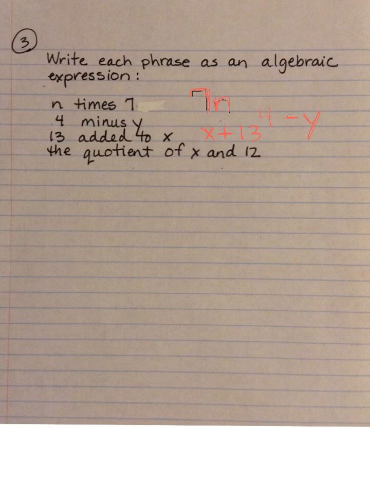So quotient means divide, and I have to be really careful in division problems. I have to go in the correct order. If it's the quotient of x and 12, that means x has to come first, and it's going to be divided by 12. Or you might see x over 12. So either of those could be the quotient of x and 12, but x has to come first because it will make a big difference in the answer.